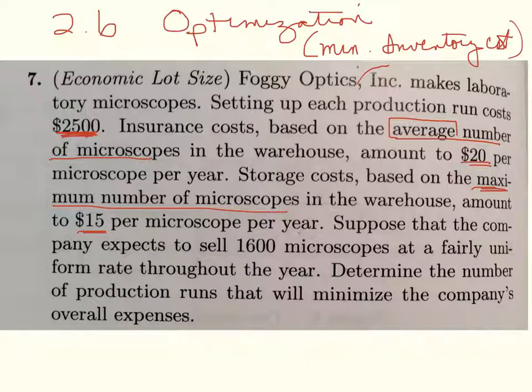So we have three costs so far. We have a production run cost, and then we have carrying costs, and those are the insurance costs and the storage costs. So continuing to read, suppose that the company expects to sell 1,600 microscopes at a fairly uniform rate throughout the year. Determine the number of production runs that will minimize the company's overall expenses. Here is our objective, to minimize overall expenses, and the overall expenses were listed at the start of the problem. So on the next page, let's set up our equations.